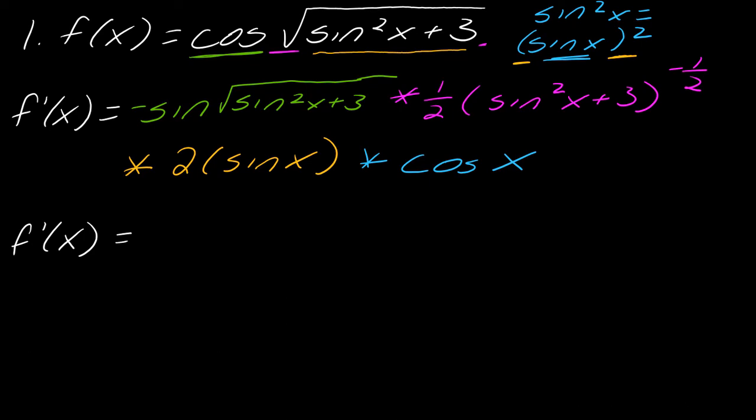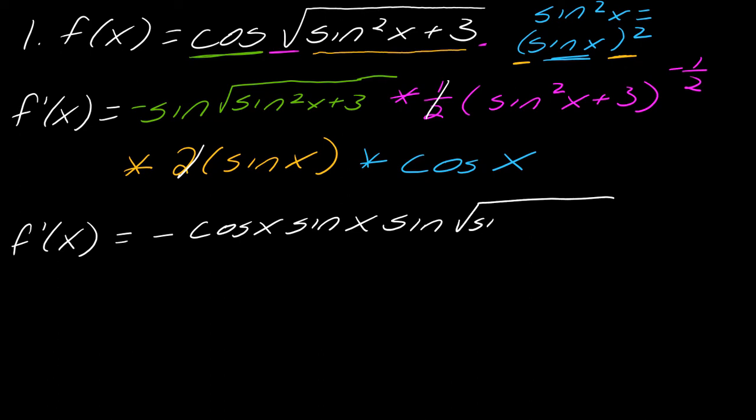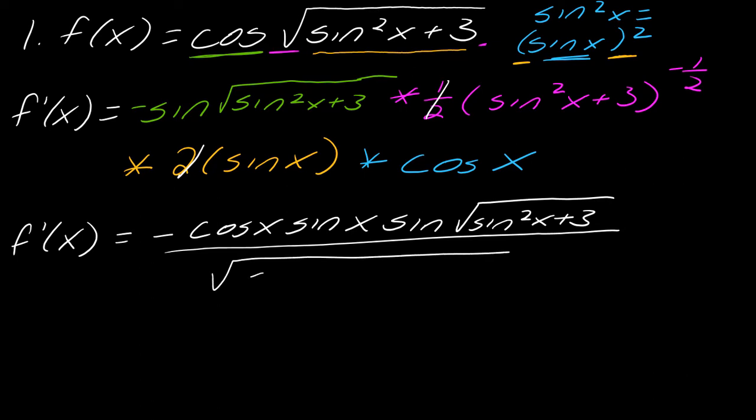So notice as we multiply everything across, one thing that I notice, the 1/2 and the 2 at least cancel out. And there's not a lot of other cancellations that we can really make here. So to finish this, I'm going to have, let's see, how about negative cosine x, sine of x, and then sine square root of sine squared x plus 3. All of that over this guy right here. So all of that over the square root of sine squared x plus 3. And so that's it. We're done.